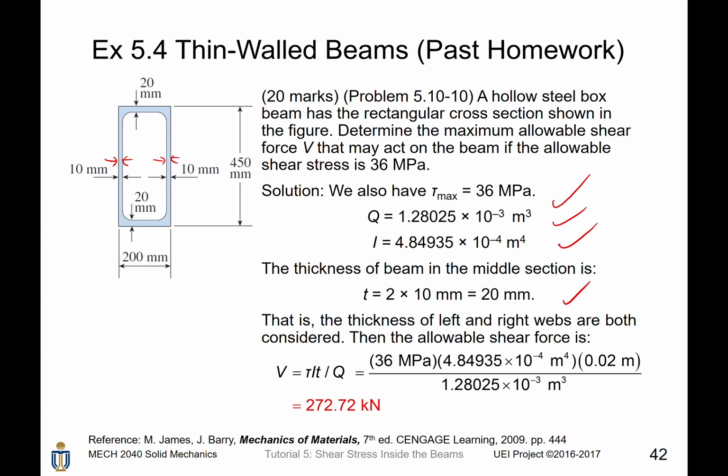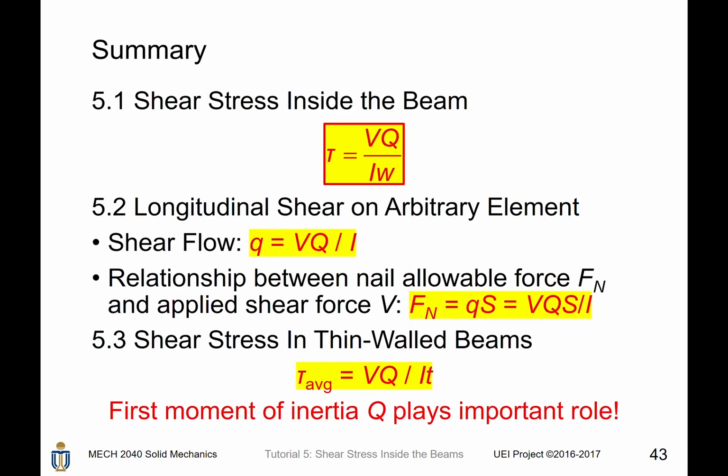Finally, we can find the maximum allowable shear force, V, that can be exerted on this box beam, which is given by 36 MPa times the second moment of inertia as well as the thickness, divided by the first moment of inertia evaluated in the middle. The maximum shear force is given by 272.72 kilonewtons.